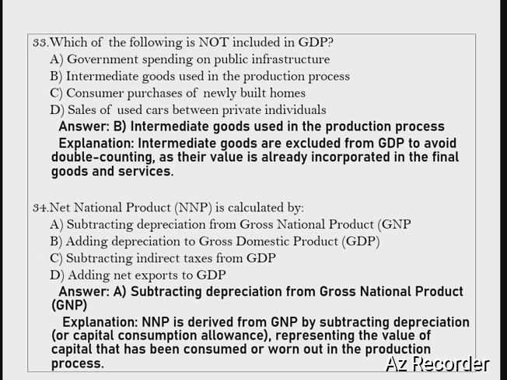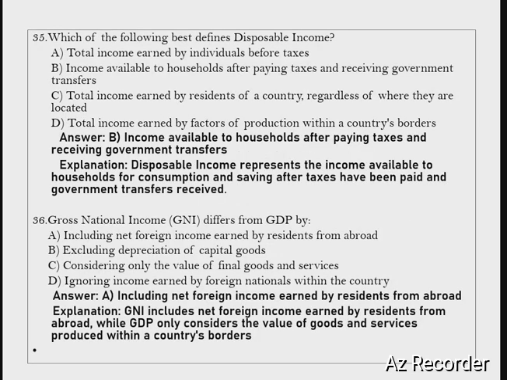Its explanation is, NNP is derived from GNP by subtracting depreciation, representing the value of capital that has been consumed or worn out in the production process. Next question is, which of the following best defines disposable income? Option A, total income earned by individuals before taxes. Option B, income available to households after paying taxes and receiving government transfers.